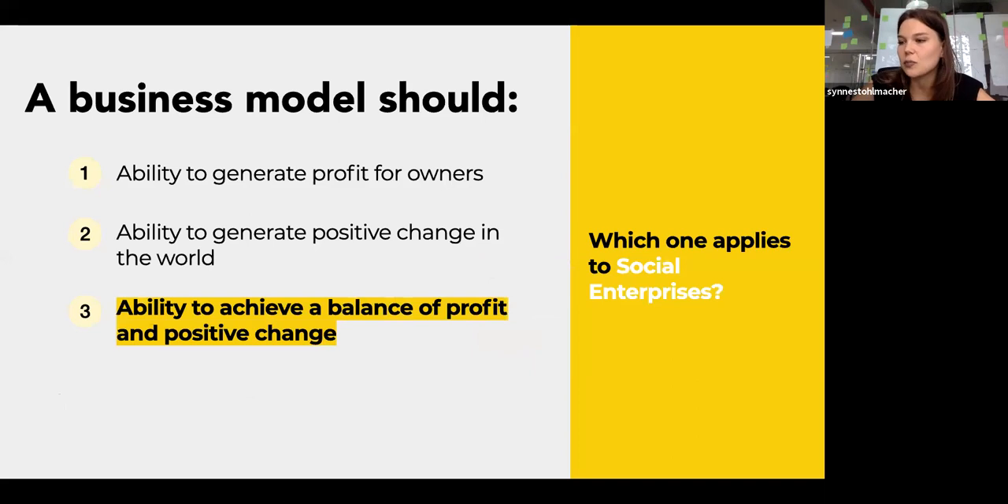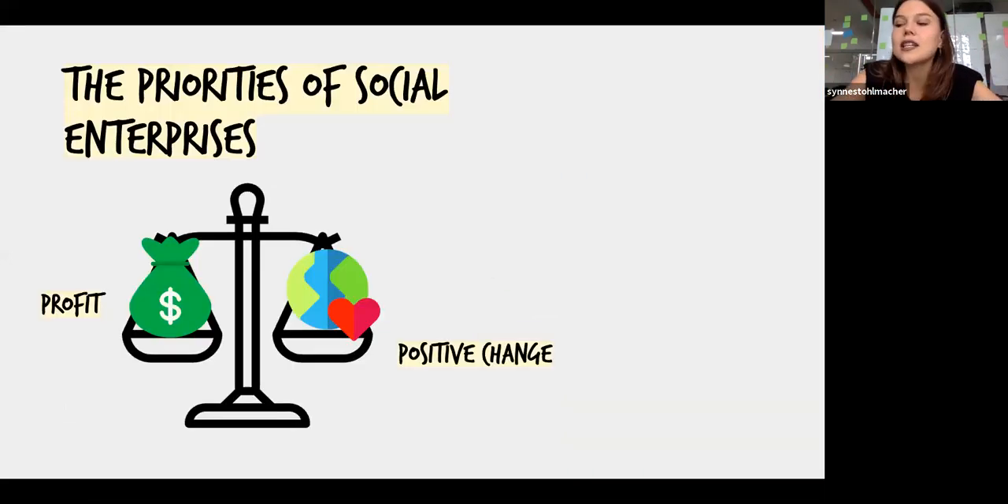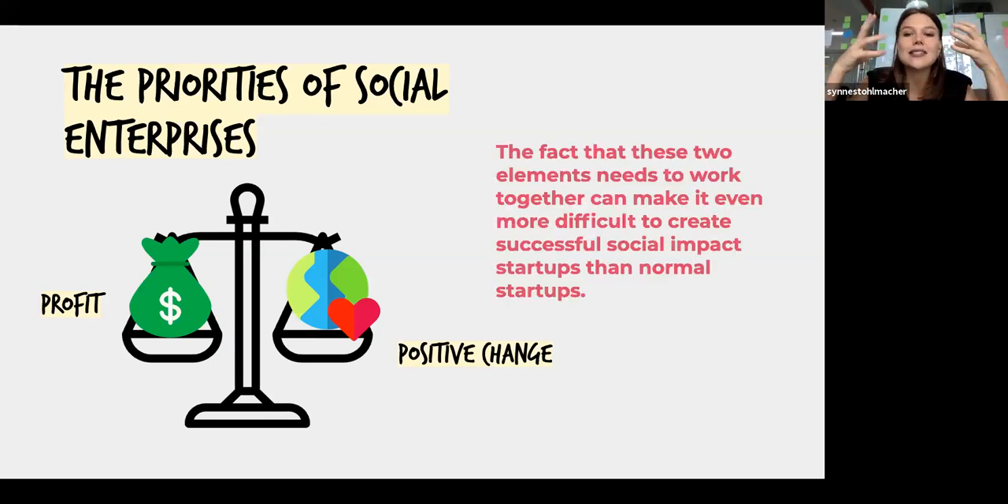So for a social enterprise, it's the last one that applies, the ability to achieve a balance of profit and positive change, to varying degrees, depending on what social enterprise you're dealing with. Some care more about the impact, some care more about the profit. It just depends a bit. So the priorities of a social enterprise are really both profit as well as positive change. The fact that these two elements have to work together makes it even more difficult to create a successful social impact startup than a normal startup.